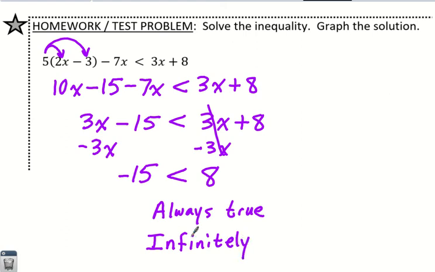Infinitely many solutions. Essentially, no matter what you plug in for x, an infinite number of solutions, any number would make this true. So that's basically the solution to this example, this inequality: all real numbers are solutions, and there's an infinite number of solutions, because this inequality is always true.